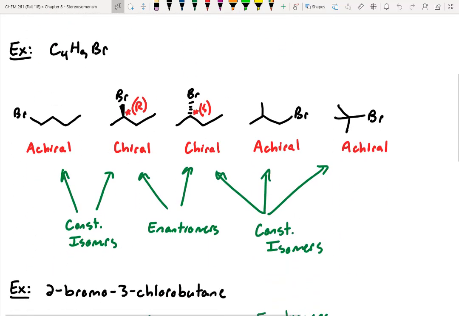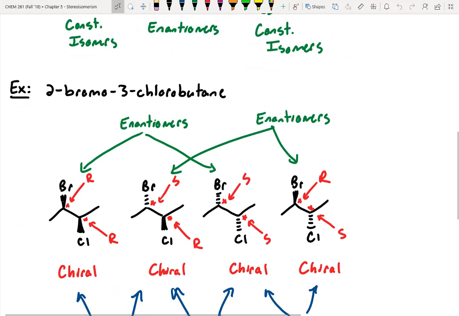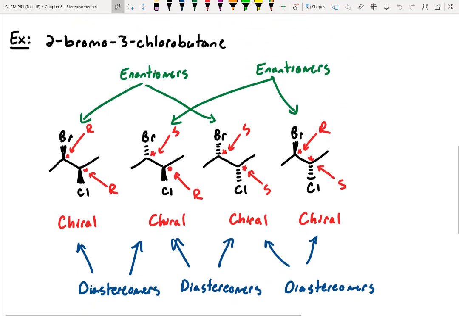Then we went into more complicated examples where we ran into a pair of enantiomers. Those were mirror images of each other. One was R, one was S. And then down here we saw a harder example with 2-bromo-3-chlorobutane and a bunch of different conformations. You can see down below we labeled sets of diastereomers, and on top we labeled sets of enantiomers.